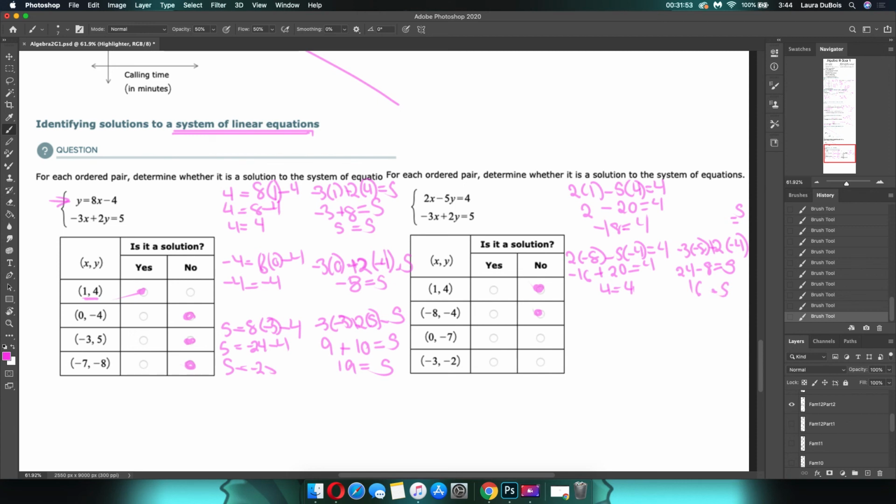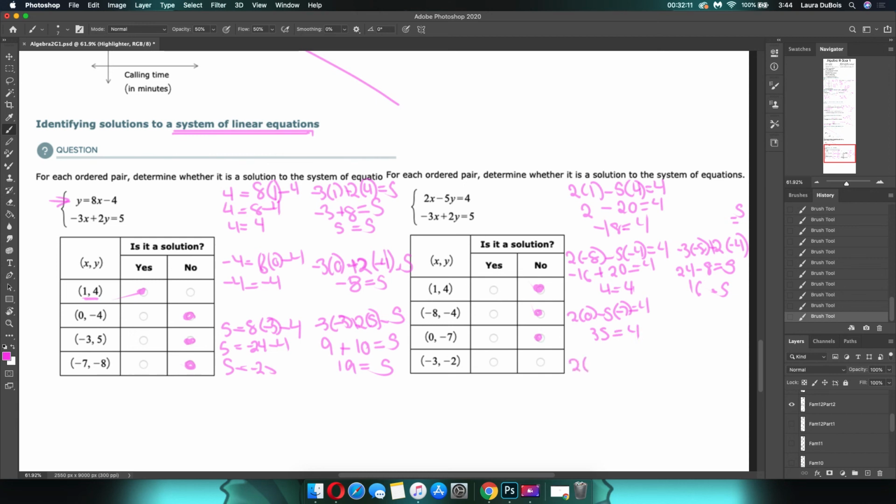Okay. Next up, 0. So 2 times 0 minus 5 times negative 7. Does that equal 4? 5 times negative 7 is 35. Does that equal 4? That's a no, and I don't have to bother with the other one because as soon as I find one no, I know automatically that it's a no.